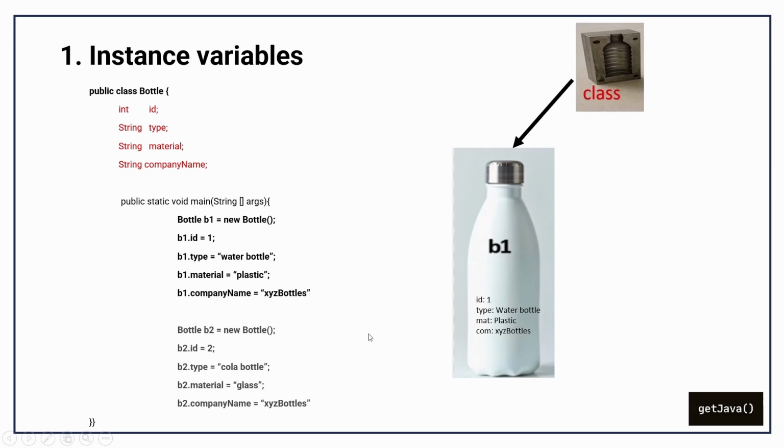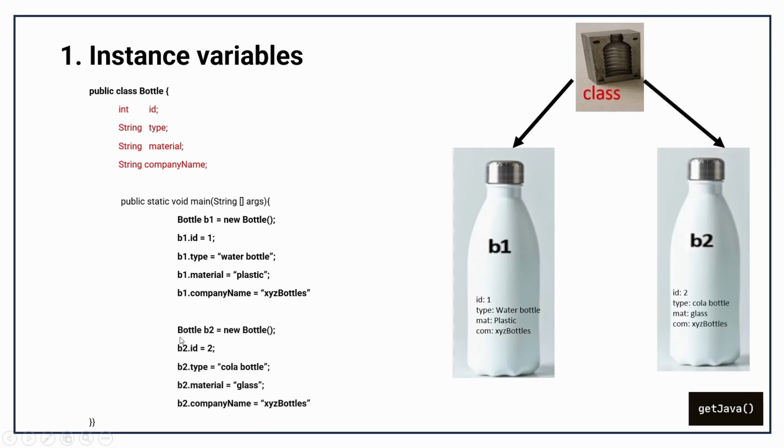Now if we see further, we have created one more instance of this bottle class. Instance or object name is b2, and here we can say using this class one more object we have created, and we have assigned values like b2.id equal to 2, b2.type equal to cola bottle, b2.material equal to glass, b2.company name again it's XYZ bottle. So using this class we have created two object or two instance of this bottle class, b1 and b2.